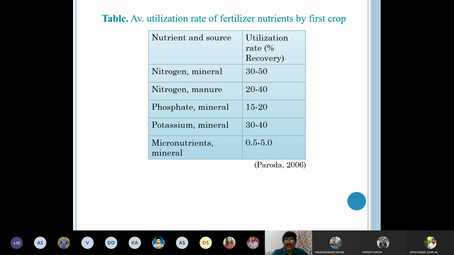And on an average, the recovery for nitrogen fertilizer is 30 to 50, nitrogen from manure 20 to 40, phosphorus 15 to 20, potassium 30 to 40, and micronutrients 0.5 to 5. And many people say it is less than 2% for micronutrients.